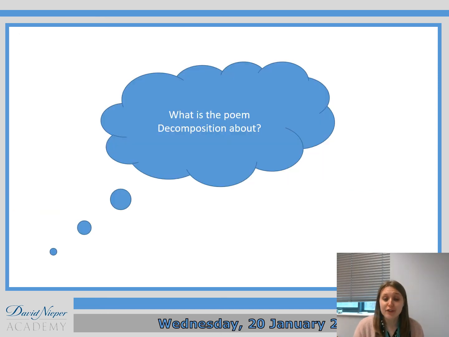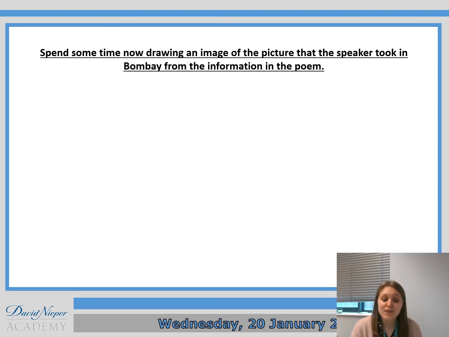So now I've gone through the poem with you, I'd like you, in a sentence, to tell me what you think the poem Decomposition is about. This is the main task for you today then. I'd like you to spend about half an hour doing this activity. I want you to draw an image of the picture that the speaker took in Bombay from the information of the poem. So it's all about the speaker taking a picture of a man, a beggar. I would like you to have a go at drawing that. Okay, it's just a nice activity. It doesn't have to be perfect.